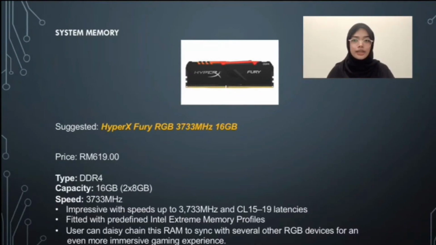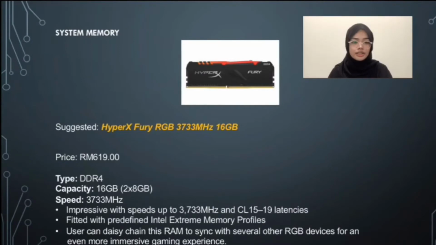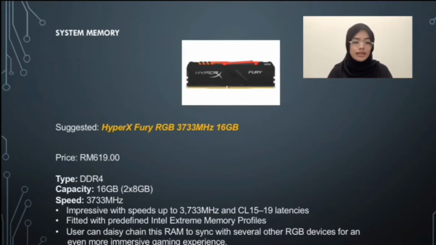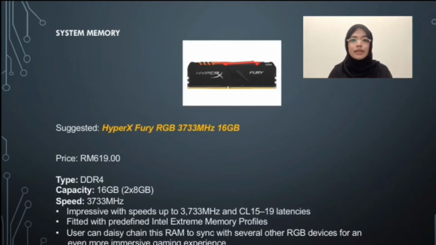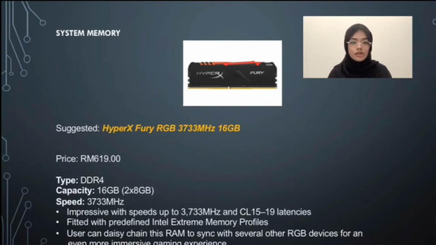With its RGB design, the HyperX Fury RGB 3733 MHz not only looks great, it is fast as it is impressive with speeds up to 3733 MHz and CL19 latencies, making it very well deserving of the best high-frequency RAM accolade.